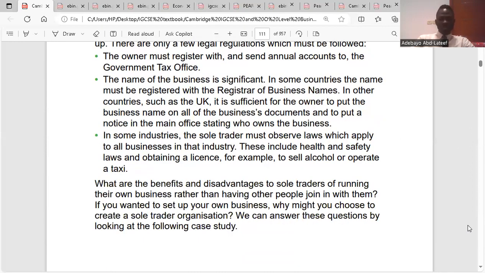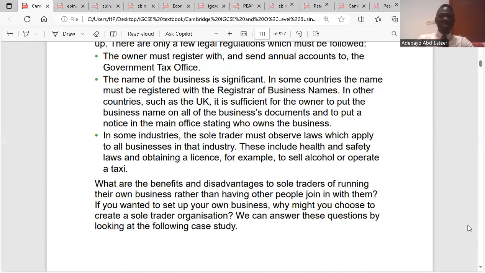In some industries, the sole trader must observe laws which apply to all businesses in that industry. This includes health and safety laws and obtaining a license, for example, to sell alcohol or operate a taxi. So these are what is needed when you're talking about becoming a sole trader. You need to obtain a license also, and whatever they require in that country, you have to apply to it too.